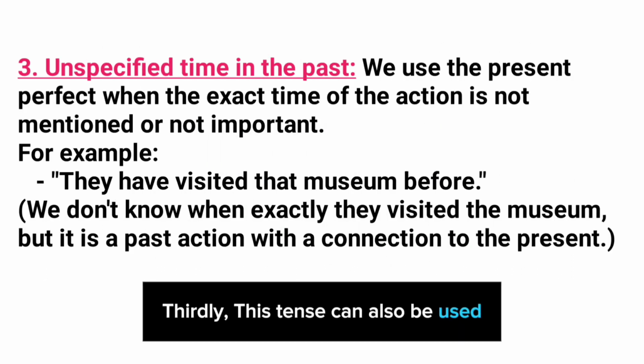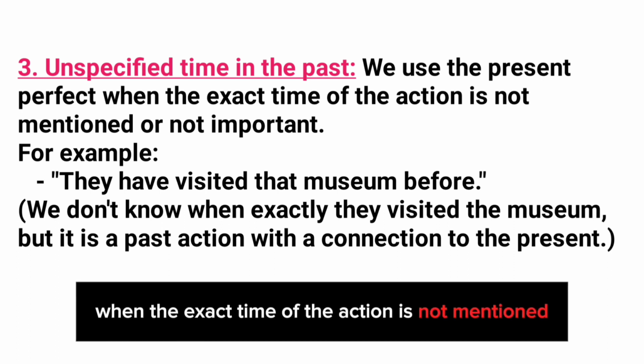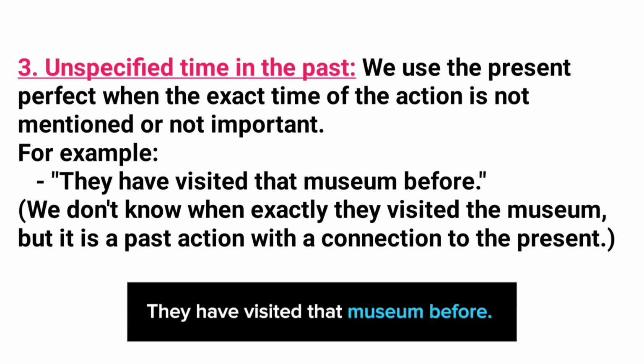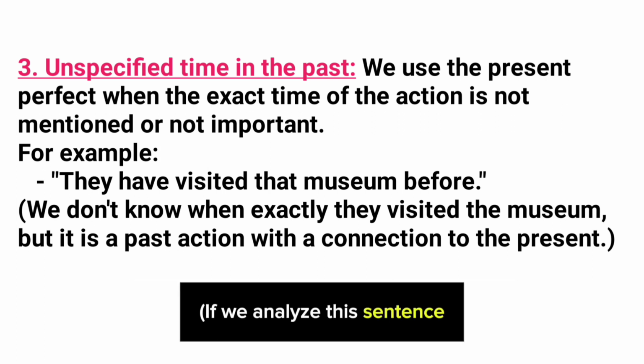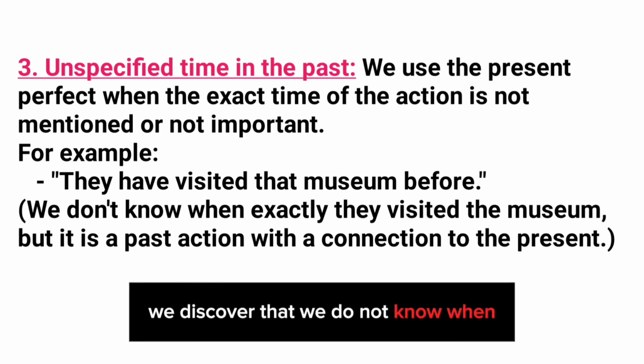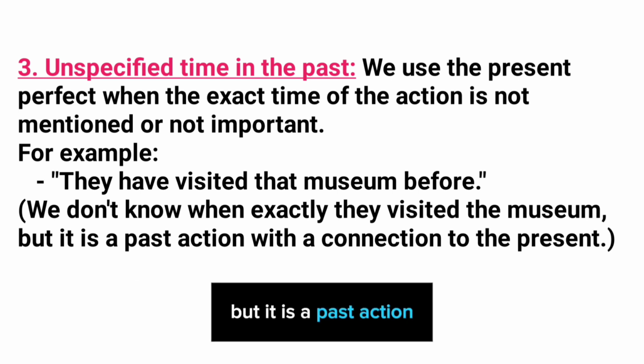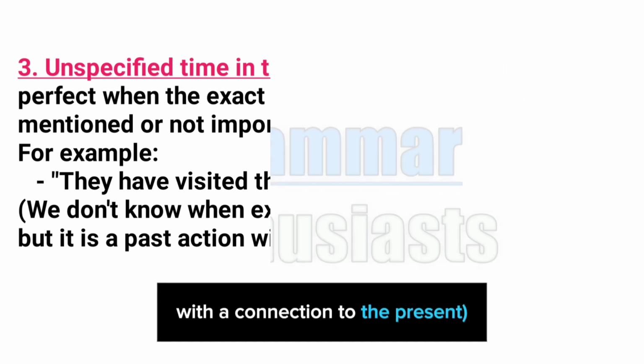Thirdly, this tense can also be used when the exact time of the action is not mentioned or not important. For example, they have visited that museum before. If we analyze this sentence, we discover that we do not know when exactly they visited the museum, but it is a past action with a connection to the present.